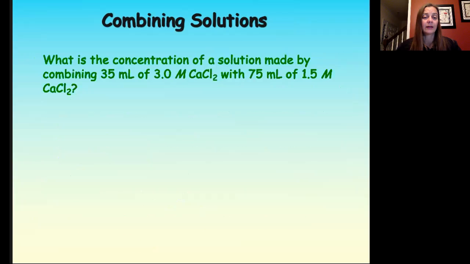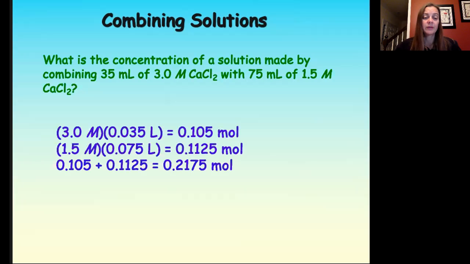So let's look at an example. So we're going to combine 35 milliliters of 3 molar calcium chloride with 75 milliliters of 1.5 molar calcium chloride. So this is where you want to think so that you have an ending point in mind so that you can check your own work. When we combine these two, we would expect the final molarity to be somewhere between the two of them. And since we have more of the 1.5 molar calcium chloride, we would expect it to be closer to the 1.5 molar. This is just a self-check point.